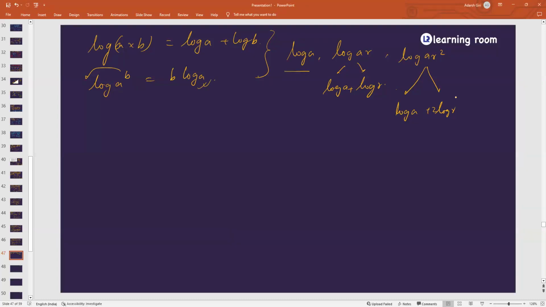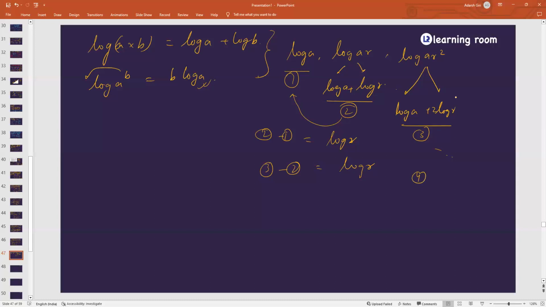Now, this is the first term, this is the second term, this is the third term, and that will go on. Now tell me, what is the difference of the second term and the first term? What is 2 minus 1? Log R. What is 3 minus 2? Log R. And it will go on.